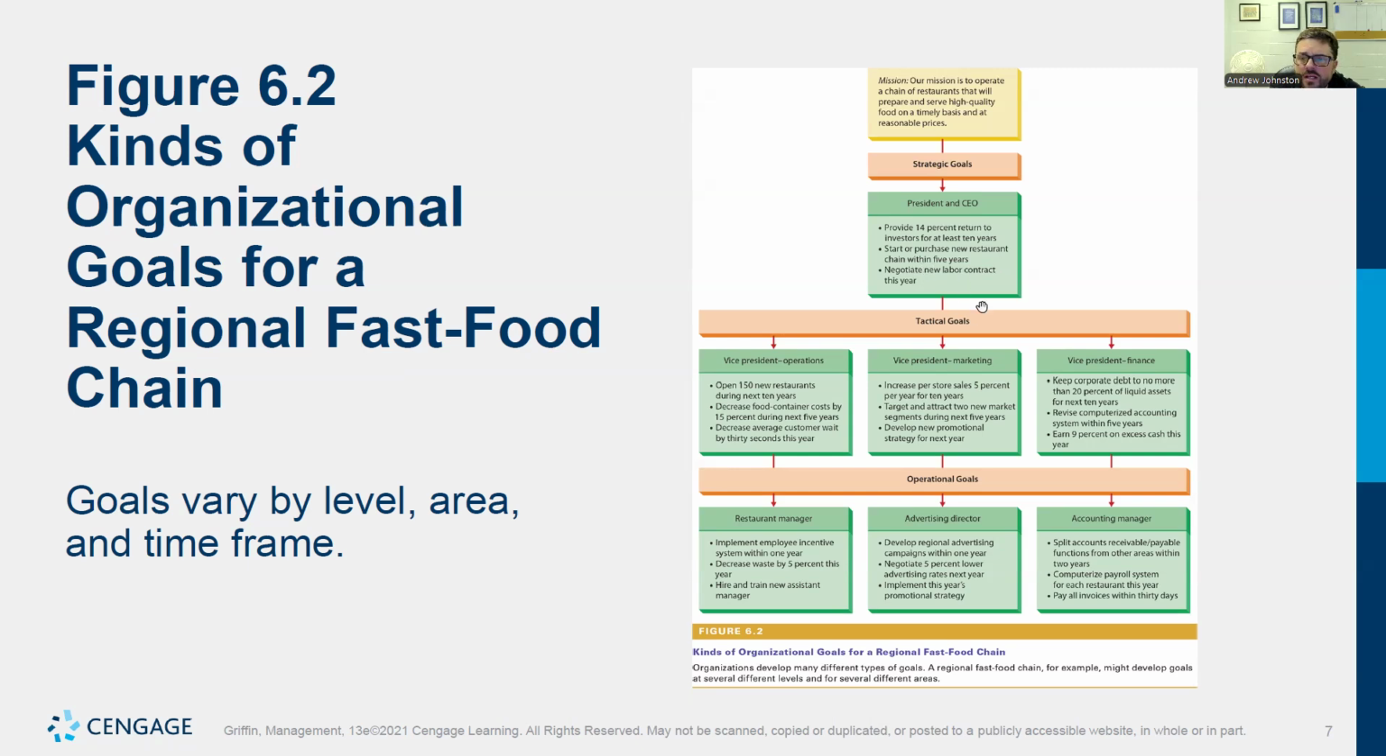labor contract. These goals are then fed down to other members of the executive team here, vice president of operations, marketing. These are just different functions in an organization.